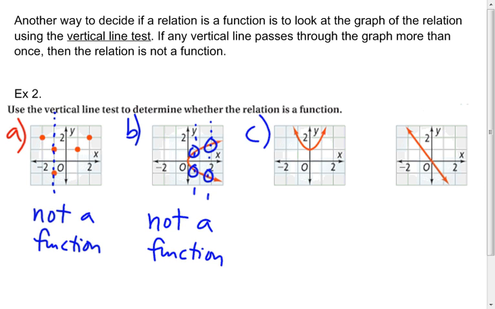Next one, we'll call this letter C. Is there any place I can draw a line straight up and down that'll hit that more than once? Well, if I draw a line there, it only hits it once. There, only hits it once. Any place I draw a straight vertical line, it only hits it once. The conclusion you make: it is a function.